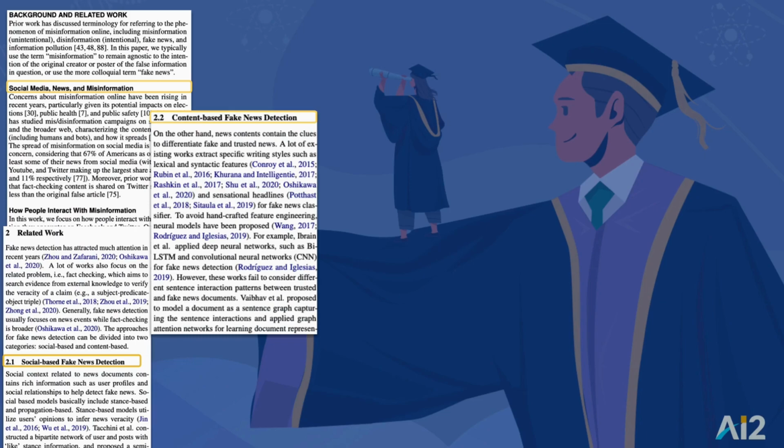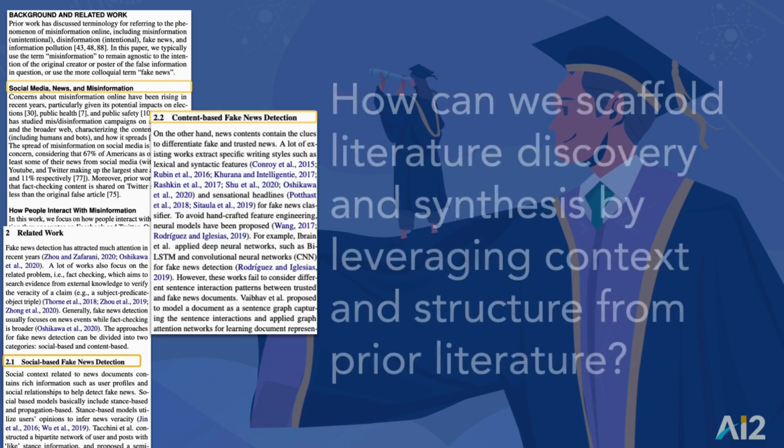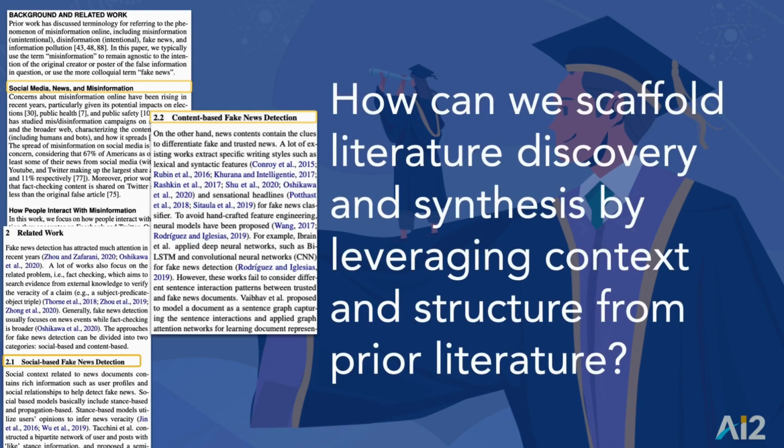Our approach is inspired by the observation that in every paper, scholars make sense of prior literature on a topic and include these as part of related work sections, introductions, and also discussion. This synthesis adds context and structure to individual papers and references, almost like providing a blueprint, laying out how the papers in this topic space are connected to each other. So could we scaffold literature discovery and synthesis by leveraging the context and structure from prior literature?